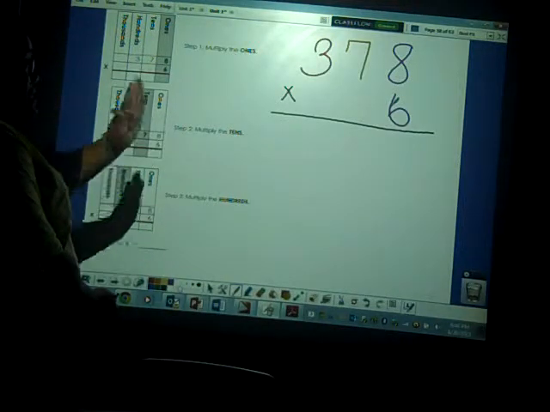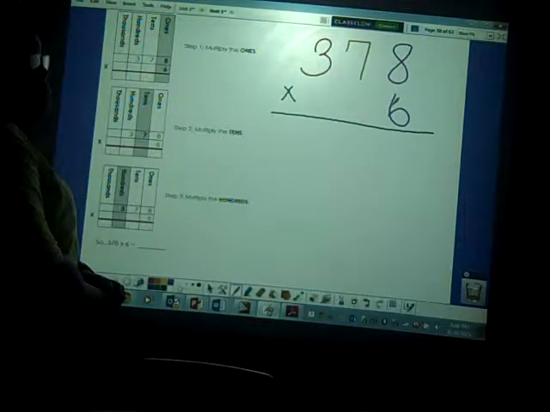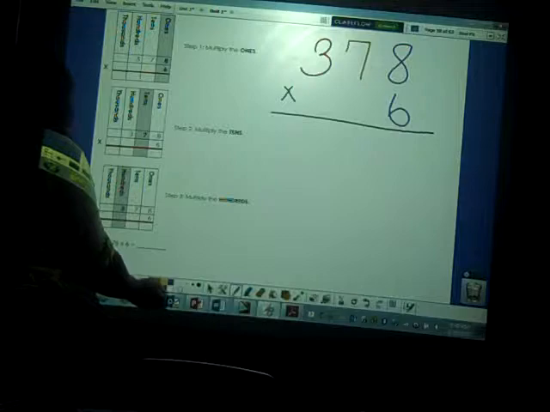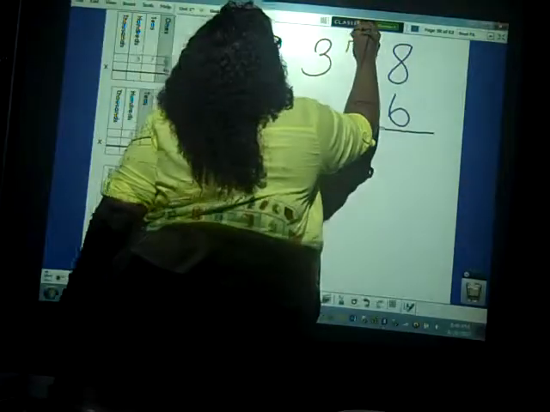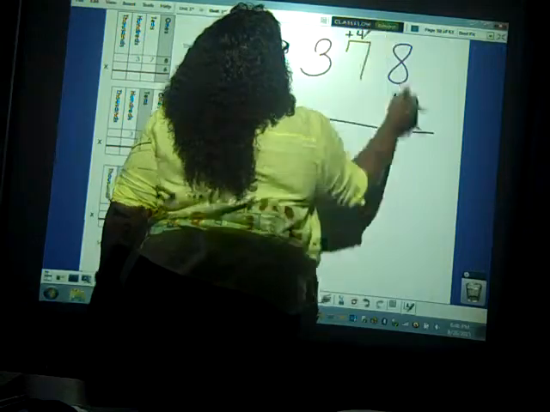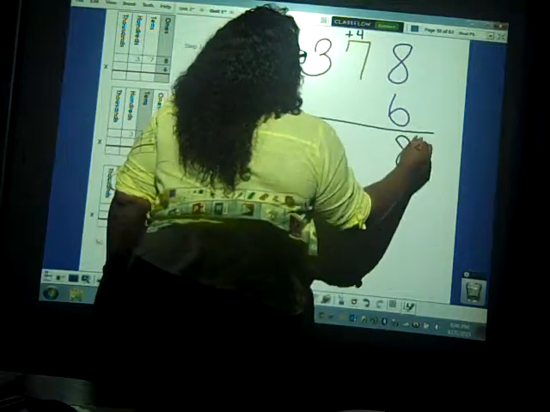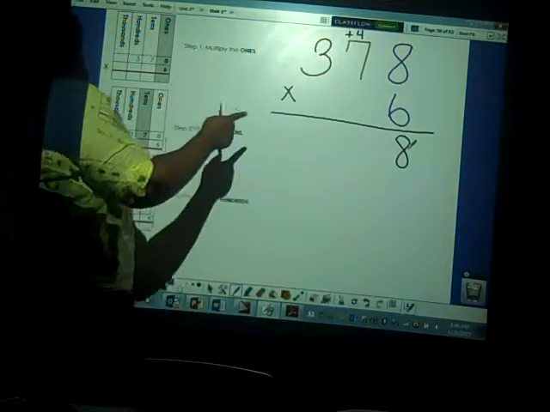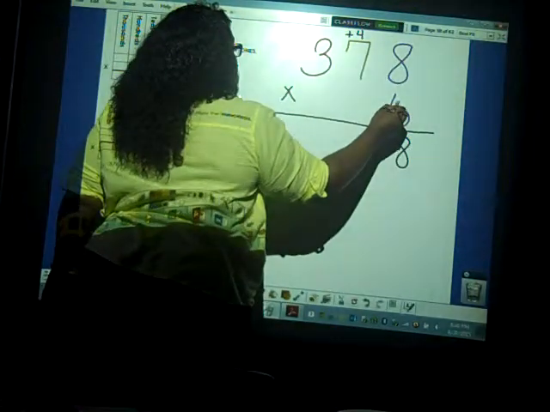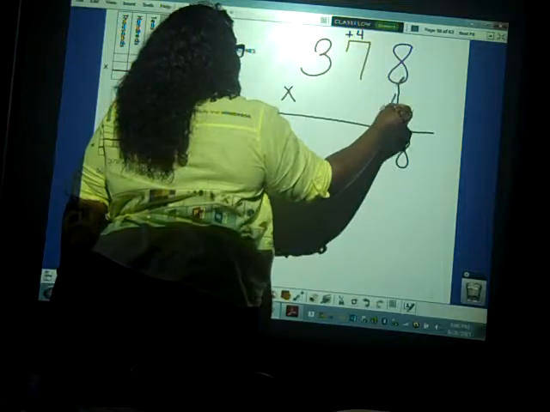Well, what is 6 times 8? 6 times 8 is 48. So I'm going to put plus 4 here and put the 8 down here. Now I'm going to take this 6 and multiply 6 by 8.